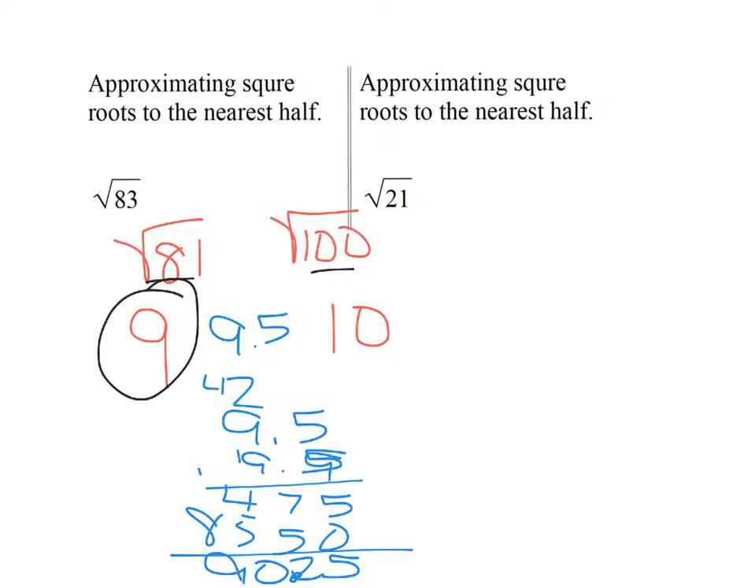Okay, you've got to remember halves. It's kind of like shoes. Shoes go in half sizes. You could wear a 9, a 9.5, or a 10. So we would go with the 9. All right, let's do the second example.